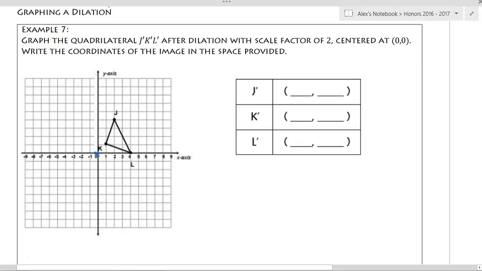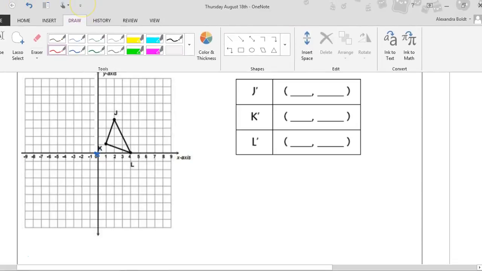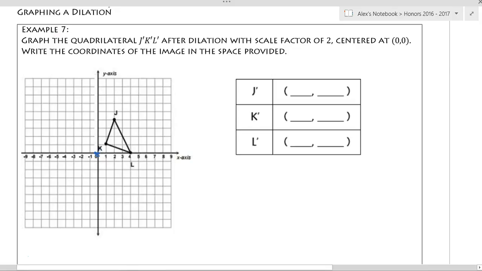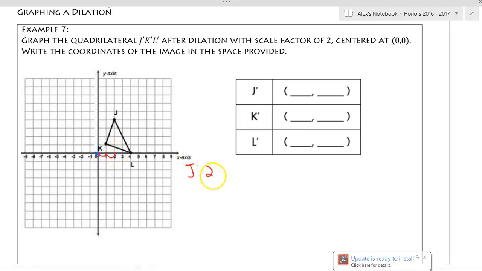I still need to know where J, K, and L are, how far they are from the original point. So starting with J, J is 1, 2 right, and then it's 1, 2, 3, 4 up.